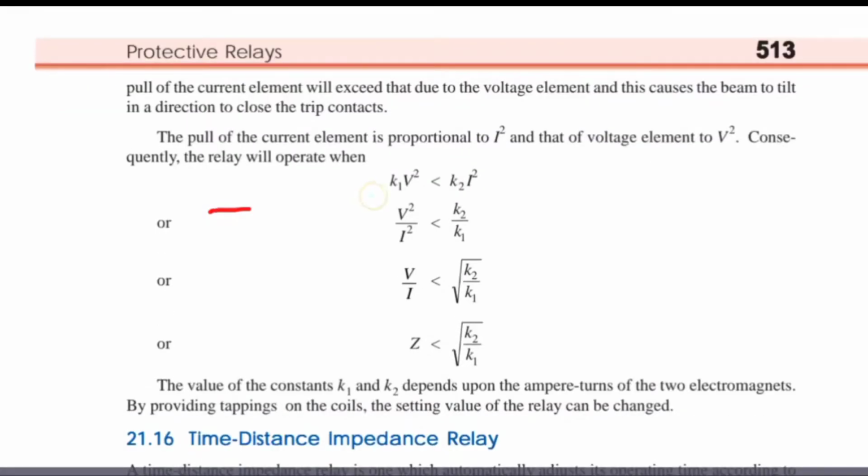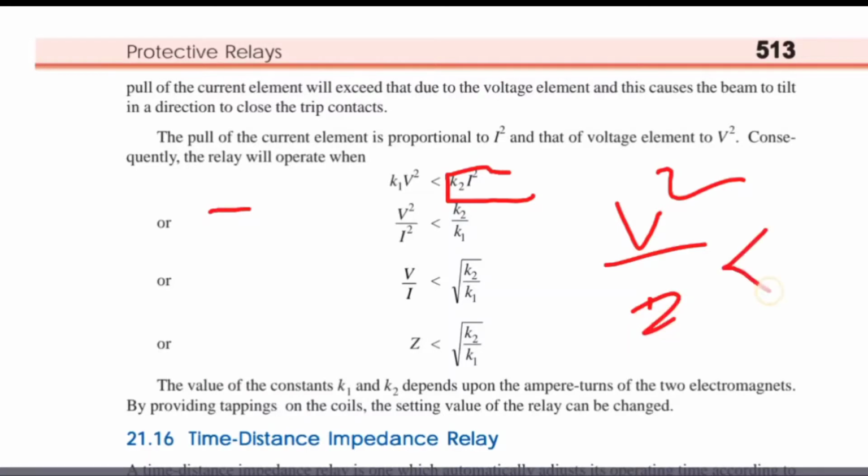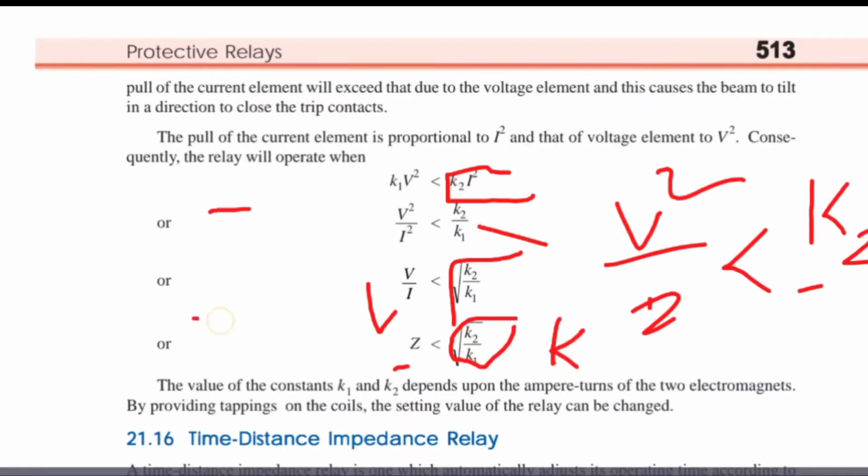Coming to this, how does the distance relay operate? Under normal operating conditions, K1 is proportional to V square and K2 is proportional to I square, because the two constants K1 and K2 come from the CT and PT. Now the ratio V square by I square is less than K2 by K1. After that, V by I is the square root of K2 by K1. Z is proportional to K2 by K1. We assumed that K2 by K1 is less than K, and the relay will operate. This is the principle of the relay.